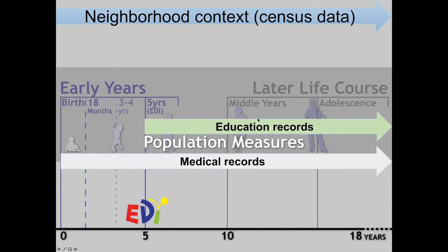What you see here in this slide is that we added education records to that linkage. So now we can look at grades, academic achievement, standardized achievement scores in the school setting. Can link those to medical records, health outcomes, and to the EDI scores, and of course the census data, which are linked at the aggregate neighborhood level.